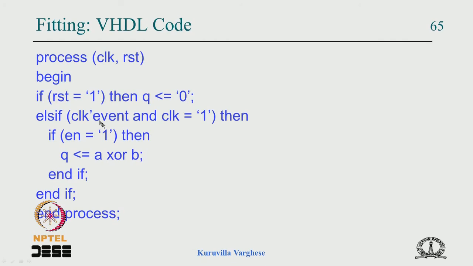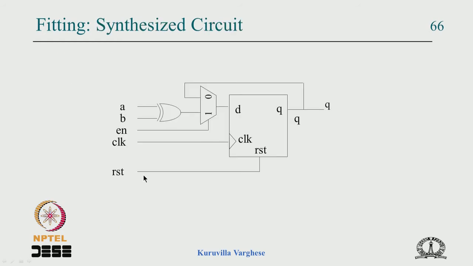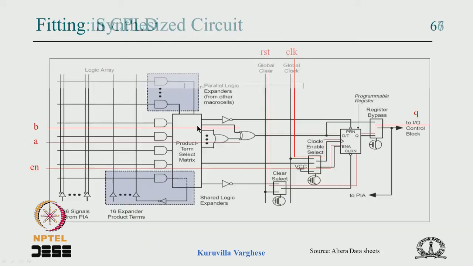So this is the code. Upon the reset Q is 0, upon the clock if enable is 1 then Q is A XOR B, and that is the circuit: a flip flop with a recirculating mux, select line is the enable, and to the 2 to 1 mux you have A XOR B. Naturally the mux is built into the flip flop, so we connect the A XOR B output to the D directly. Okay, so look at this diagram.